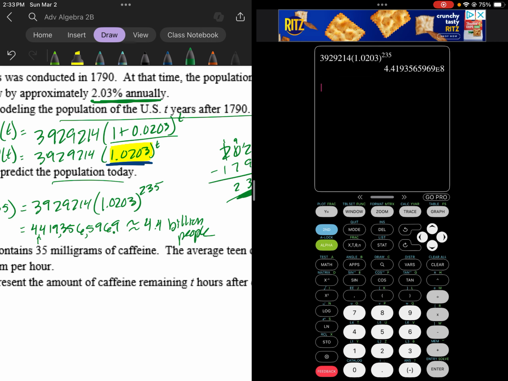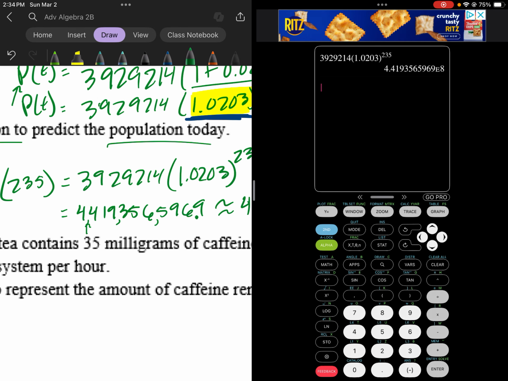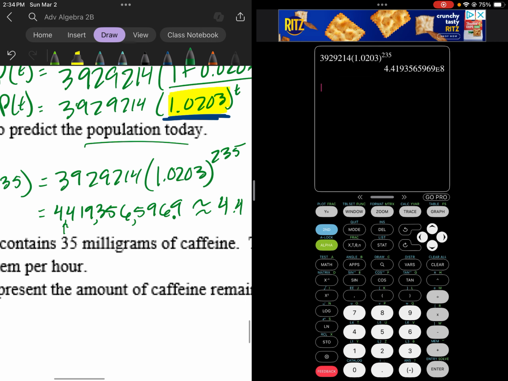Okay. Unless I counted that wrong. Did I count that wrong? 1, 2, 3, 1, 2, 3, 1, 2, 3, 4. 419, 3, 5, 6, 5, 9, 6, 9. And it says e to the 8th, so we counted. Or did I count 9 or 8? Yikes. 1, 2, 3, 4, 5, 6, 7, 8. Oh, I put in the wrong. Oh, man.